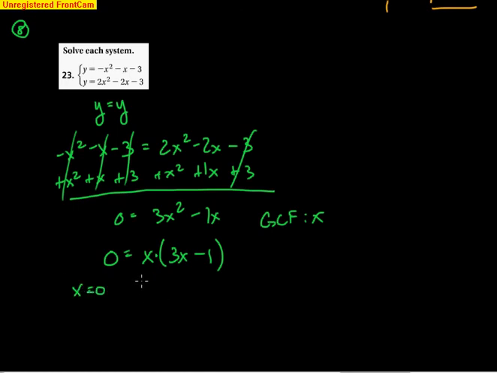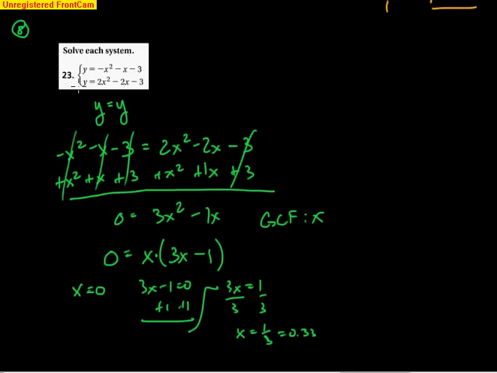X equals 0. There's 1. 3x minus 1 equals 0. Add 1. 3x equals 1. Divide by 3. X is 1/3. You could also do 0.33. I don't care. But you have 2 x values that work here. Therefore, these 2 parabolas, these 2 quadratics, intersect at 2 places. And we must find those points.